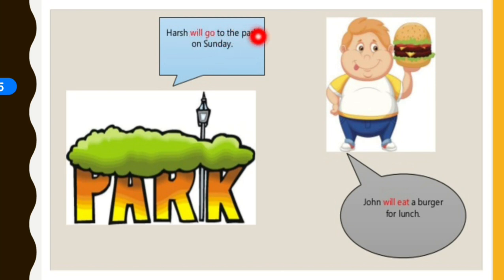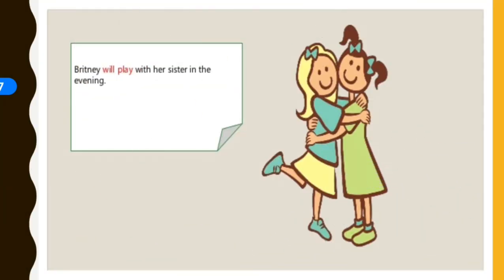Harsh will go to the park on Sunday. John will eat a burger for lunch. That means he has planned for it, that he is going to eat a burger. So John will eat a burger for lunch is a sentence in simple future tense. Now, if the verb that is given to us is play, the sentence would be Brittany will play with her sister in the evening.